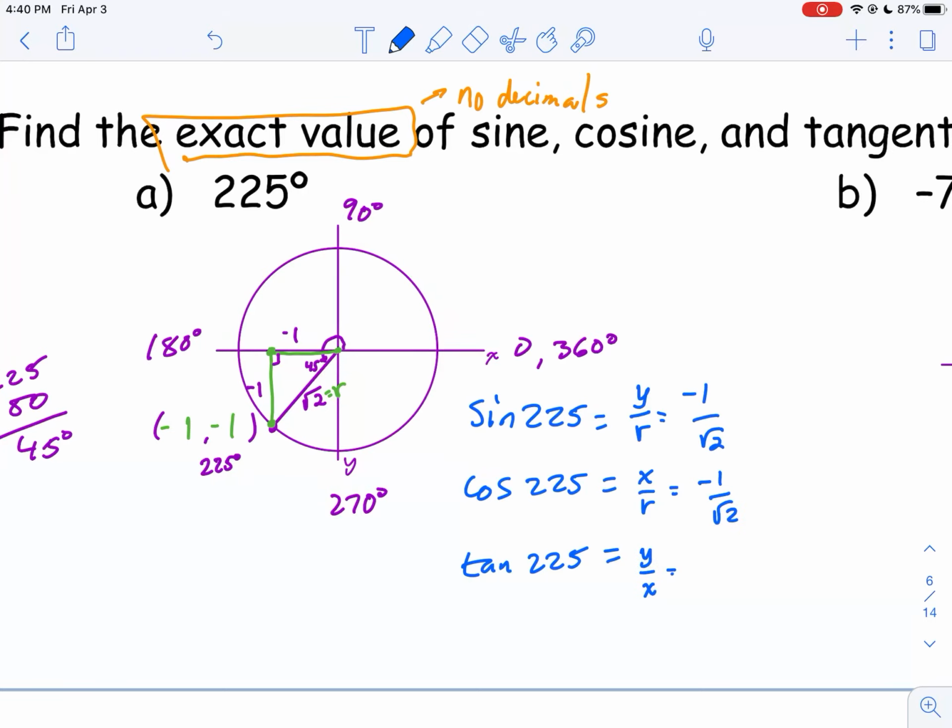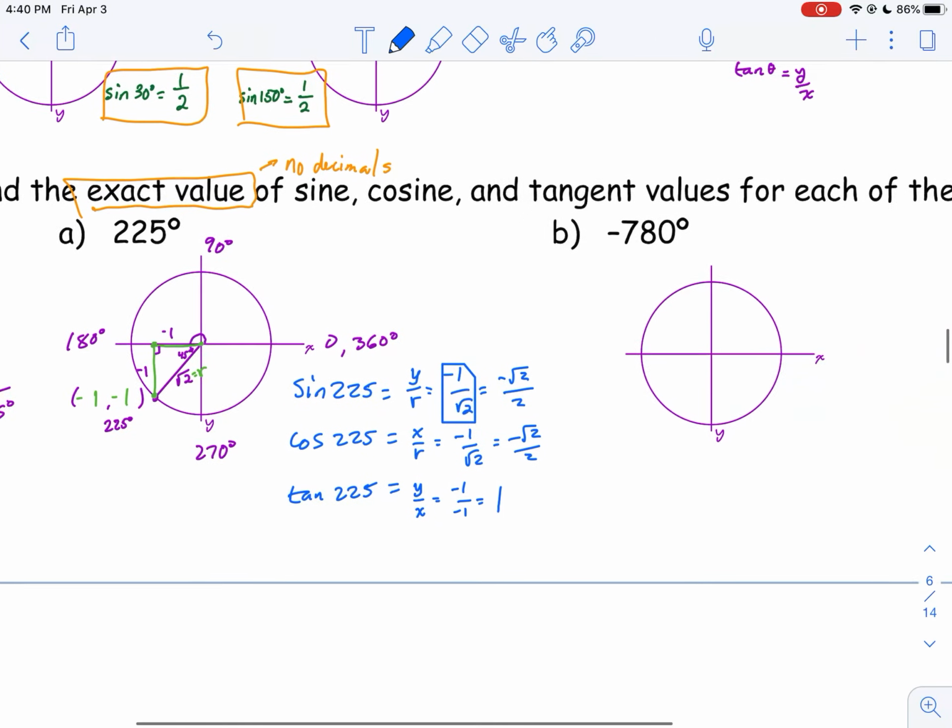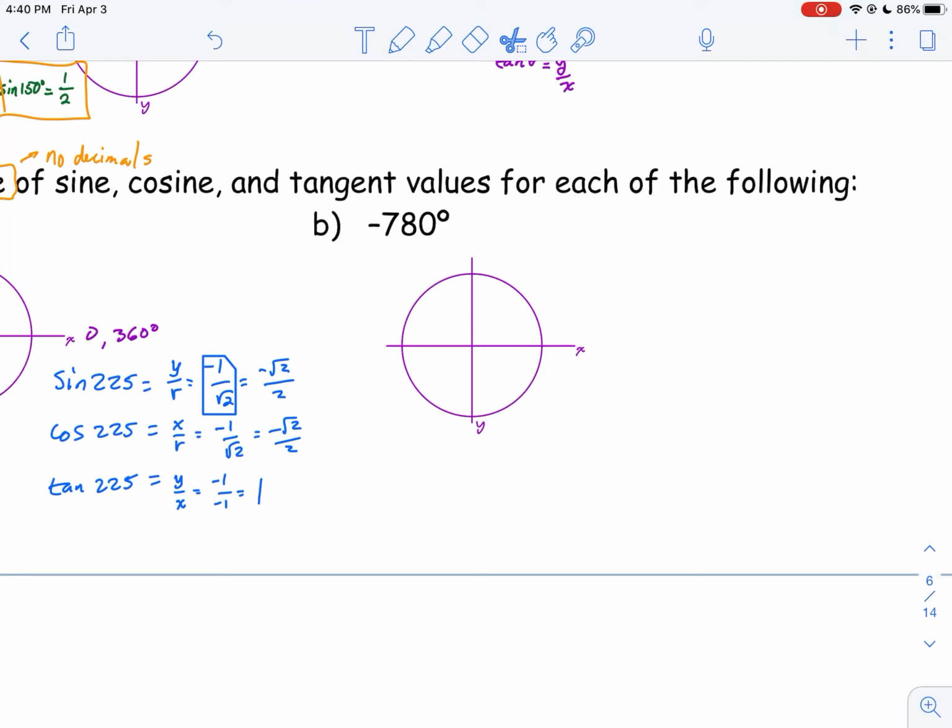Tangent, I think this is kind of cool. We'll get y over x, that's -1 over -1, which gives me +1. Now, if you want, you can stop here, or you could rationalize these. If you rationalize them, you get negative square root of 2 over 2, but I'm really fine with you leaving them like this. Ooh, there you go. So, that is part A. Let's take a quick look at part B.